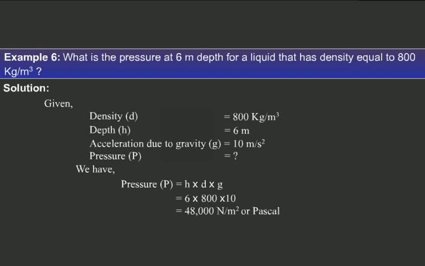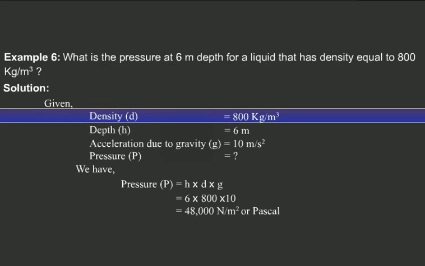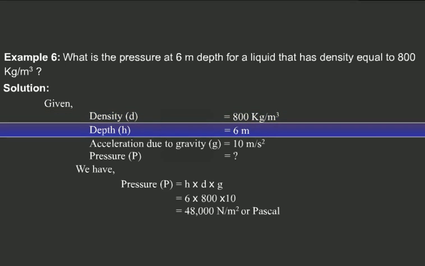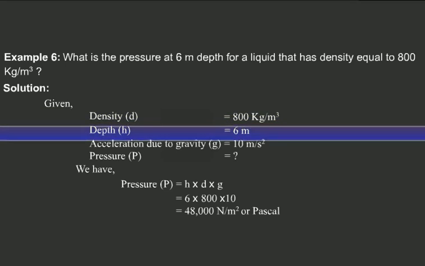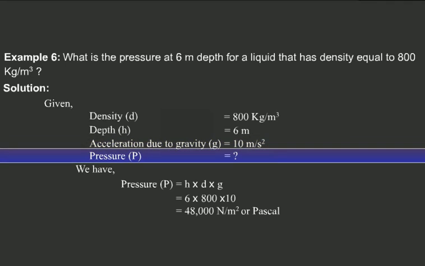Students, now the problem given in the next example is, what is the pressure at 6 meter depth for a liquid that has a density equal to 800 kilogram per meter cube? Here is the solution. Students, we have been given the density, that is D, as equal to 800 kilogram per meter cube. The depth, denoted by h, is equal to 6 meter, and acceleration due to gravity, that is g, equals 10 meter per second square. Now let us calculate the pressure.